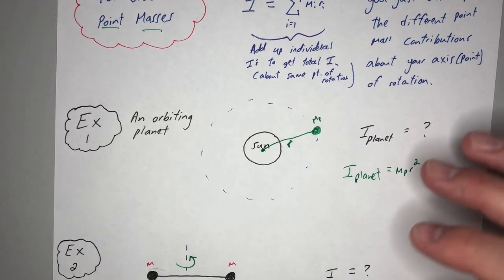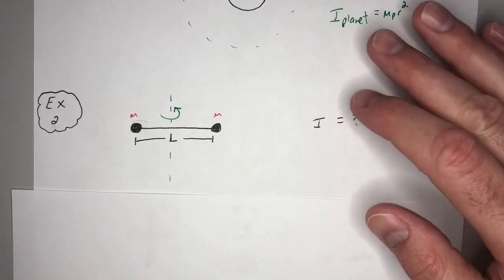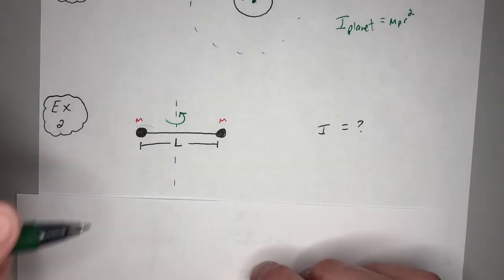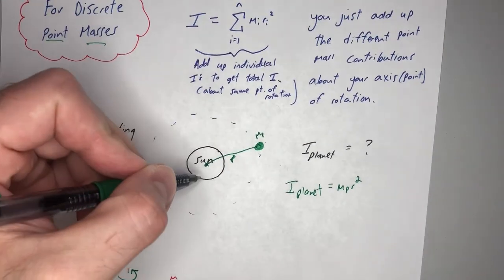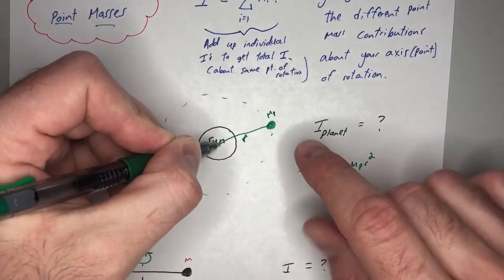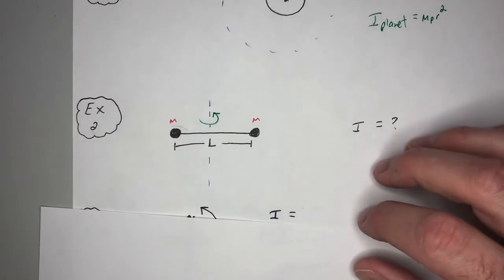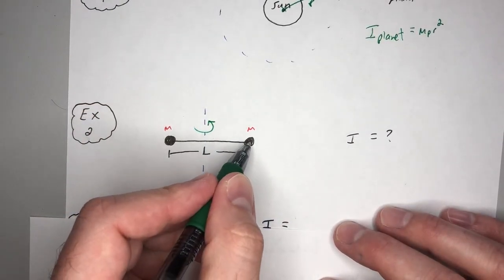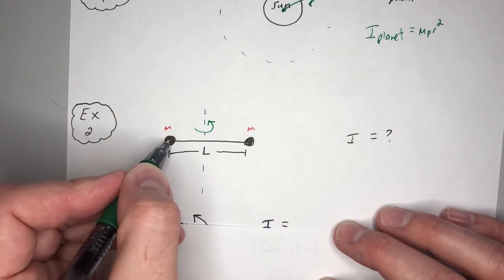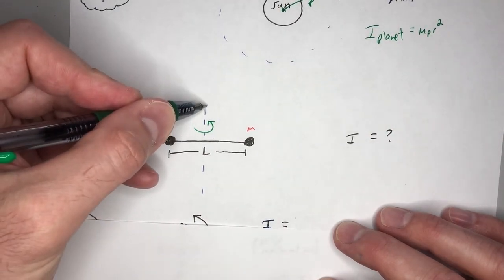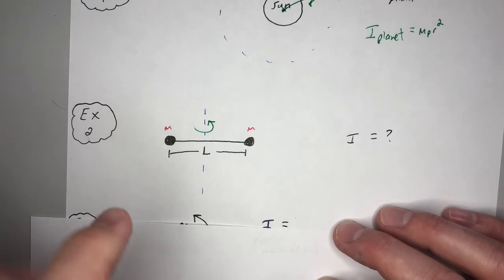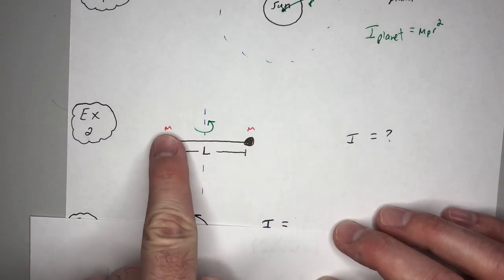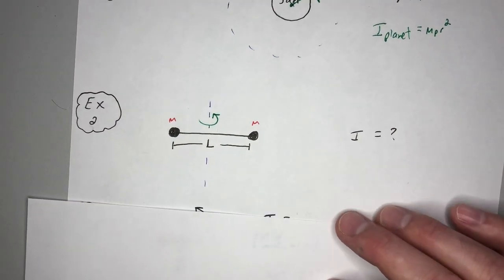Let's look at example 2. We'll take it up a notch. What happens if you have a 2-mass system? So here's our axis. Before, this was a point of rotation, it was orbiting about this point. Now we're going to have an axis of rotation. So we have some rod, and at one end of the rod we have mass m, and at the other end of the rod we have mass m. Very important: here's the axis of rotation right down the middle of the rod, and the rod is length L.